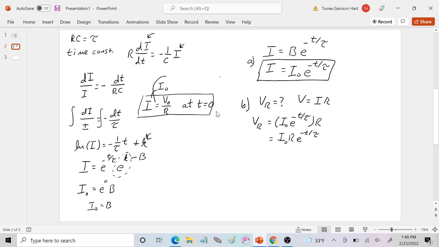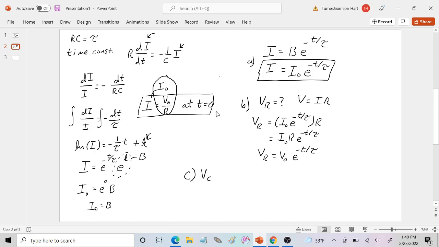But from here, I naught R is equal to V naught. So initially, what this equation is telling you is that all of the voltage from the battery appears across the resistor. And that's because there's no charge on the plates yet, so they don't have any potential across the plates yet. And as a result, all of the potential appears across the resistor, and the potential across the resistor exponentially decays.